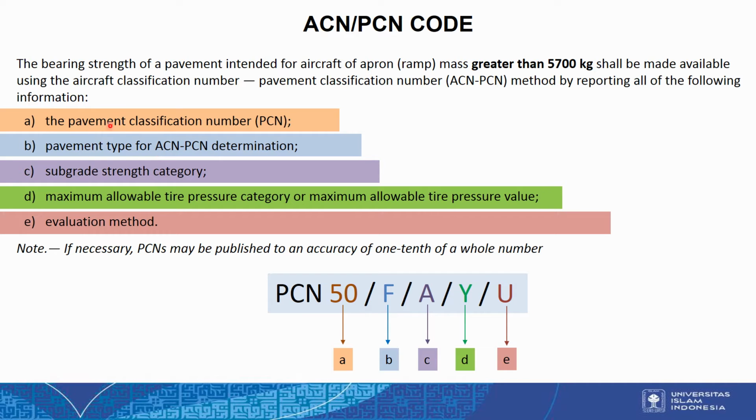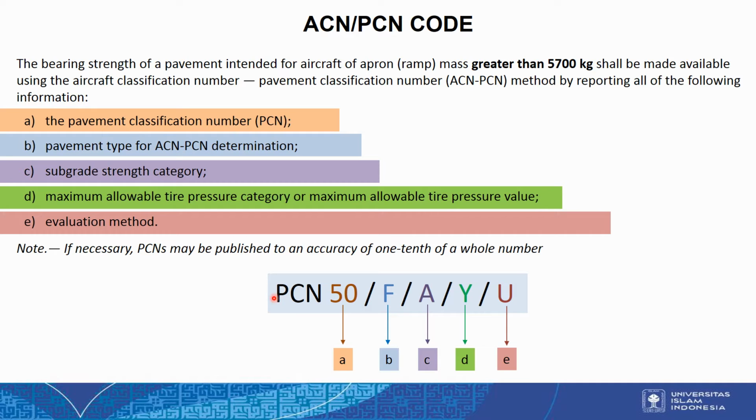The first is the Pavement Classification Number, or the PCN. Then the pavement type for ACN-PCN determination, then the subgrade strength category. The fourth is the maximum allowable tire pressure category or maximum allowable tire pressure value. And the last is the evaluation method of the pavement. So for the ACN-PCN code, this is an example of the ACN-PCN code.